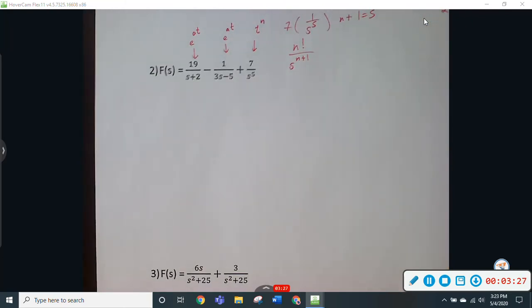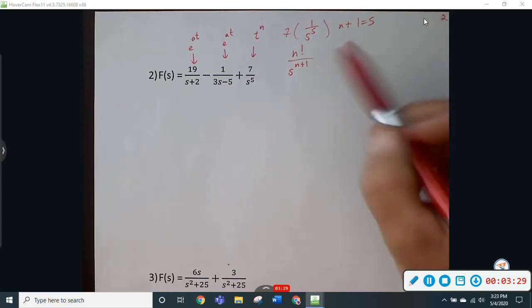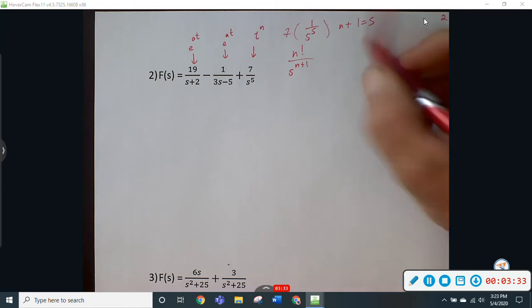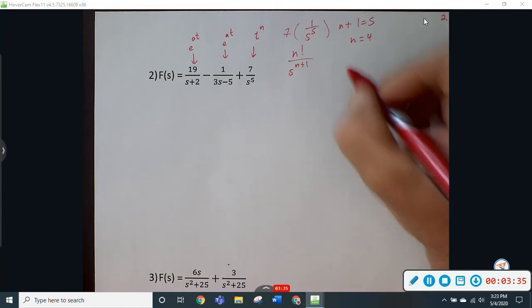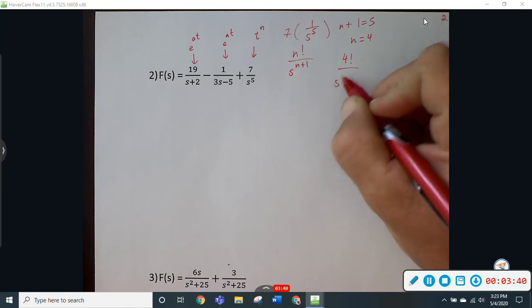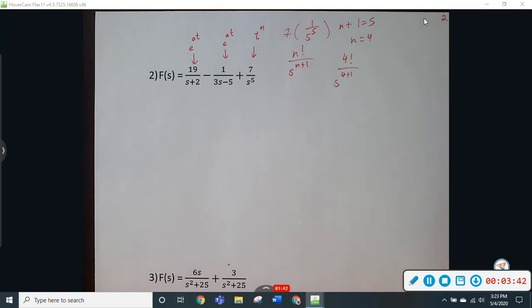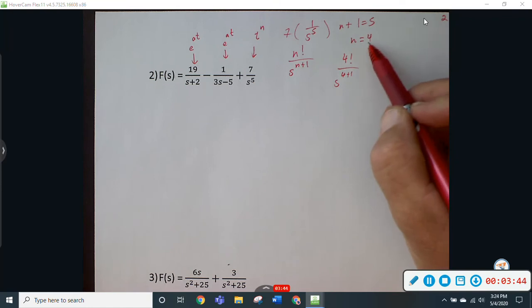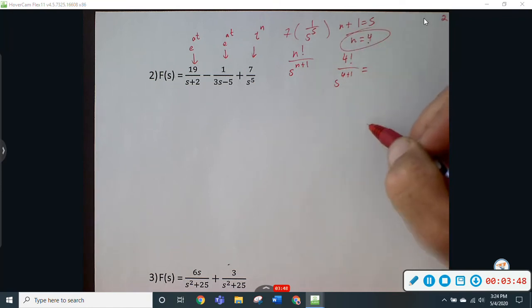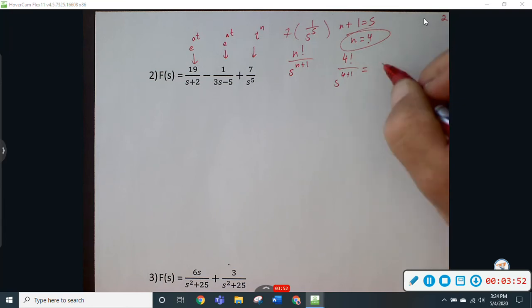Remember derivatives and rewriting. So if n plus 1 is 5, and that's what I've written here, then n must be 4. Well, what is 4 factorial? And then what is s to the 4 plus 1? That's what we're trying to transform. So now we know the n is 4. What was 4 factorial? Well, it's 4 times 3 times 2. You can write it out as 24, which I'm going to go ahead and do. So 4 times 3 times 2 times 1 is 24.